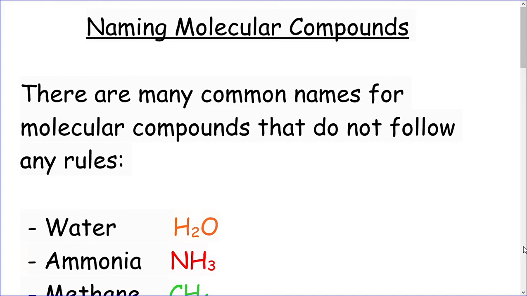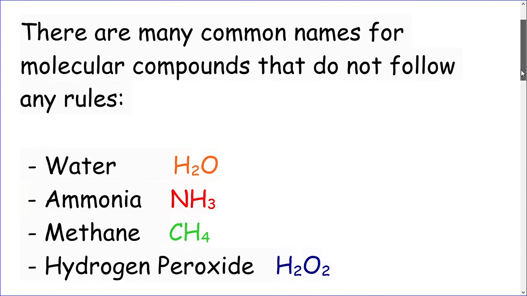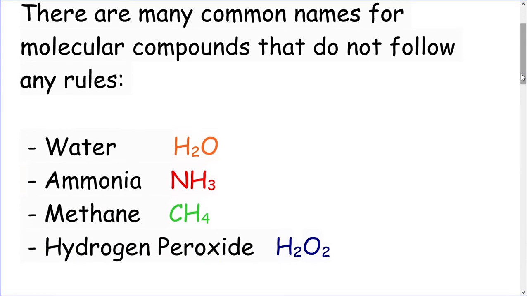We have common names like water, H2O. We have ammonia, or NH3. We've got methane, which is CH4. We've got hydrogen peroxide, H2O2. And there's a list of a few of them there. So these ones are common names. It's not to say that if we didn't use them, like I'm going to show you here, that the names are wrong, but these common names are widely known to represent those molecules.